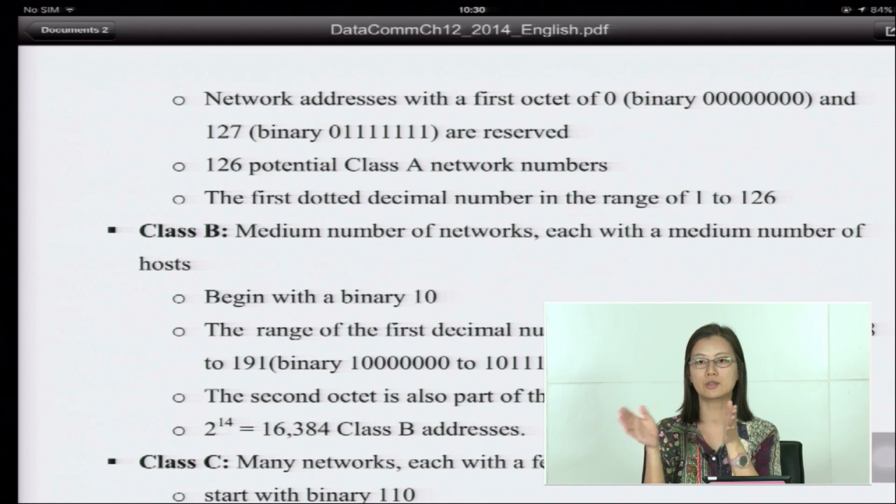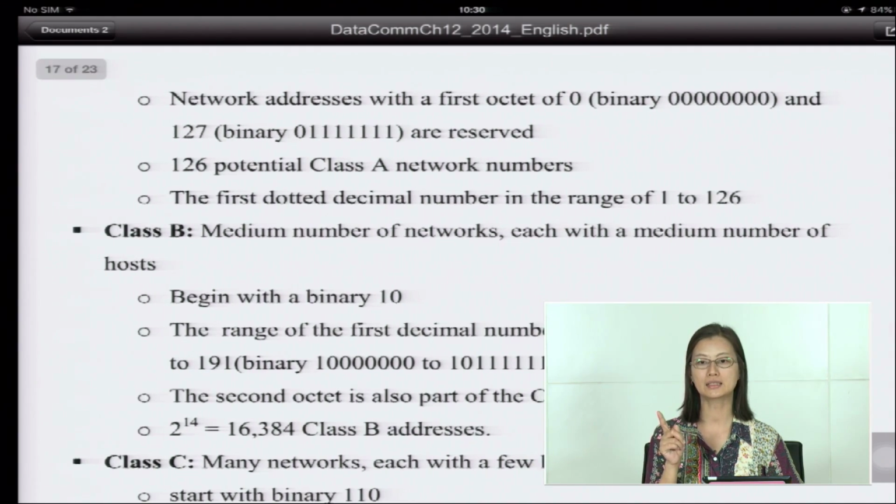Okay, all 0s and all 1s are reserved, not to be used. In this case, if you write the address in dotted decimal, it will start from 1 to 126. This indicates that it is a class A address.